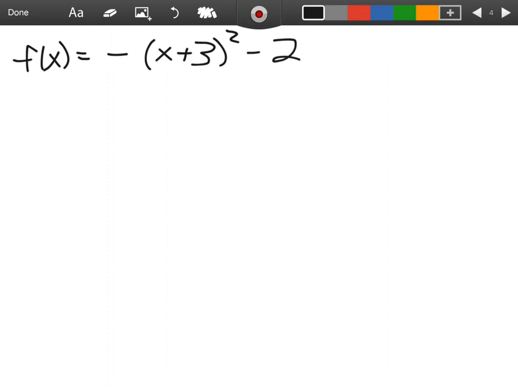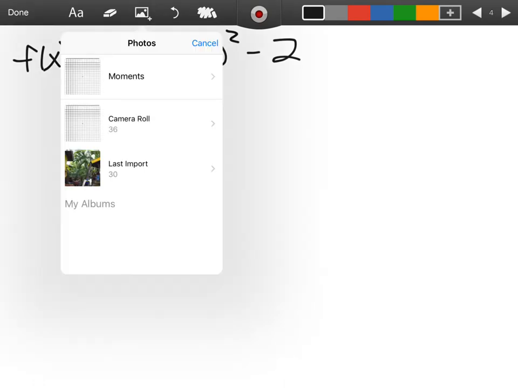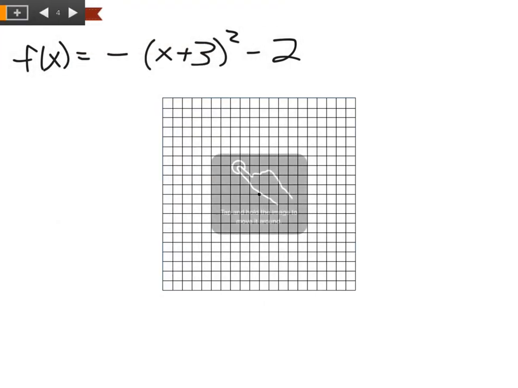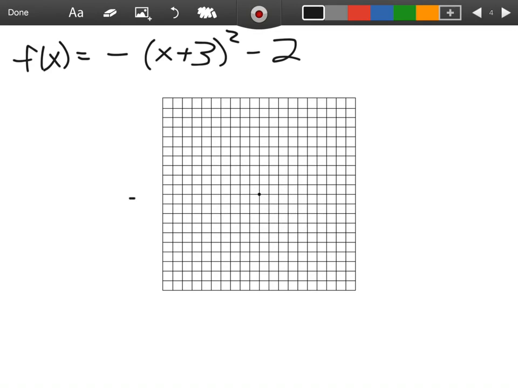So let's look at that. Let's say I have f of x is, say, negative x plus 3 squared minus 2. Two ways of thinking about this. Let me pull up a graph here. Okay, so I got my x-axis and my y-axis. Okay, the original looks like this. That's f of x. Or that's just your parent function. That's x squared.